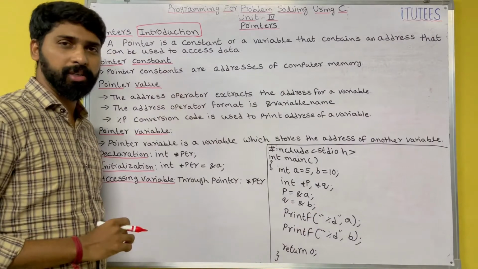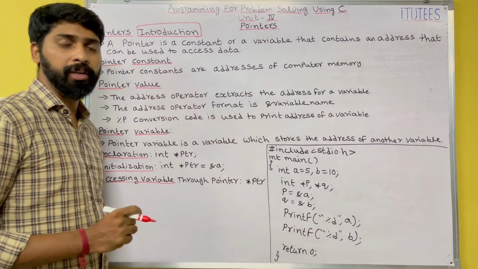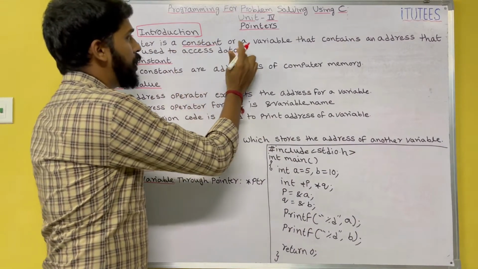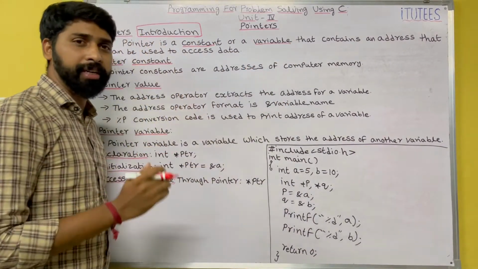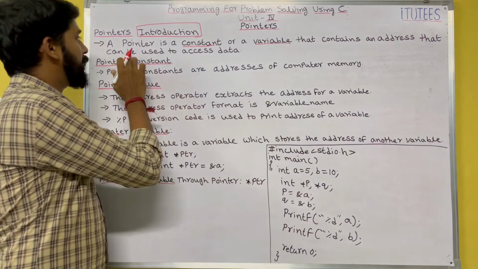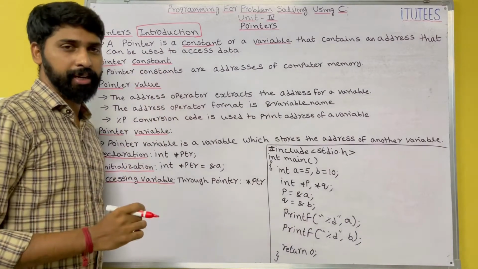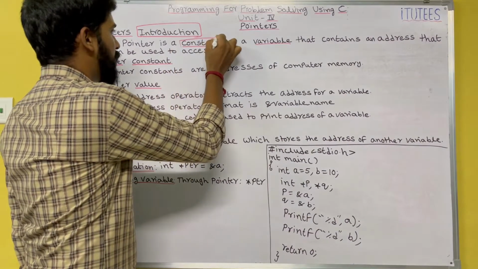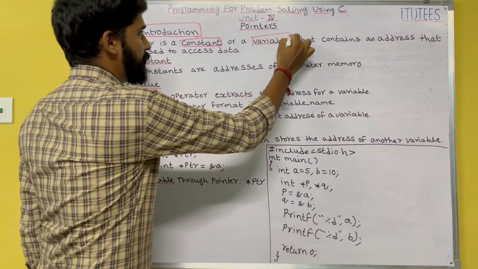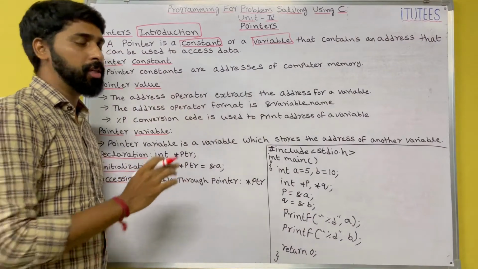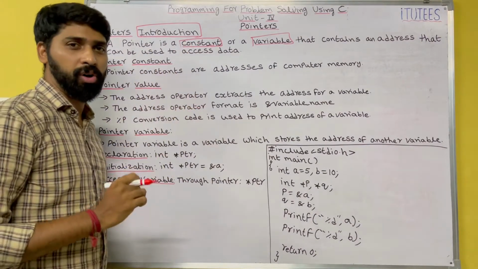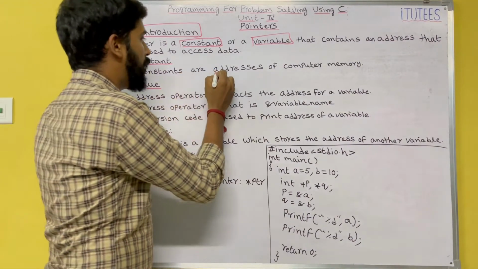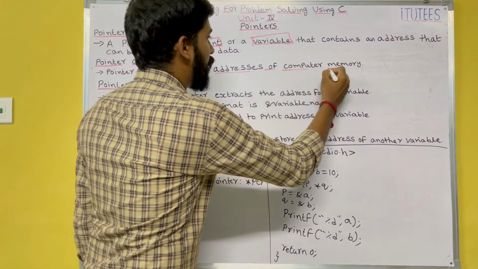Introduction to pointers. So what is a pointer? A pointer is a constant or a variable that contains an address that can be used to access data. So what does it mean? A pointer is a constant or variable. First we are going to see what a pointer constant is. Pointer constants are addresses of computer memory.